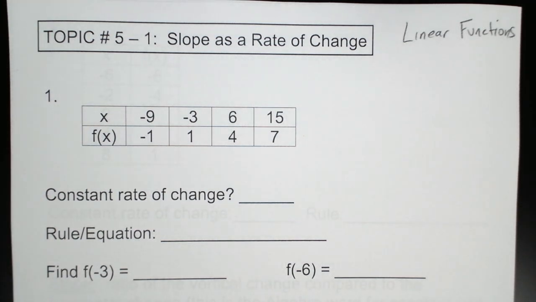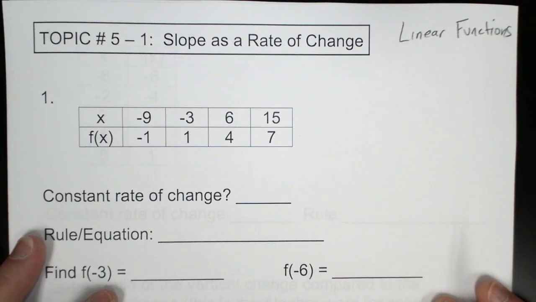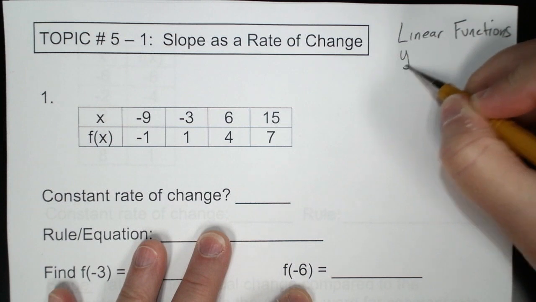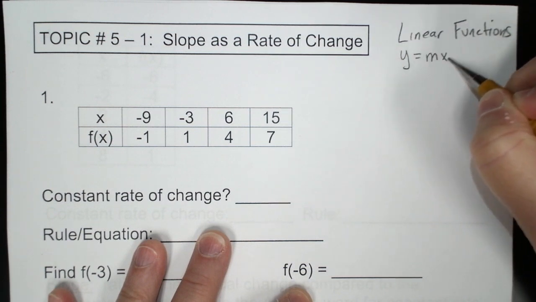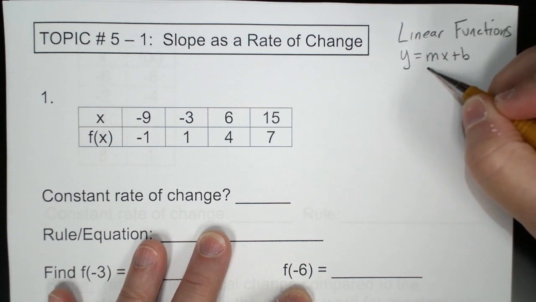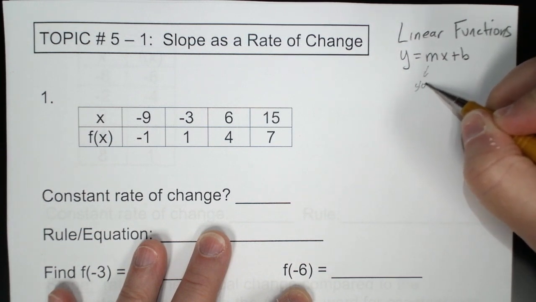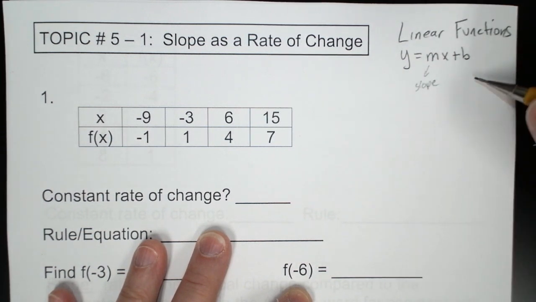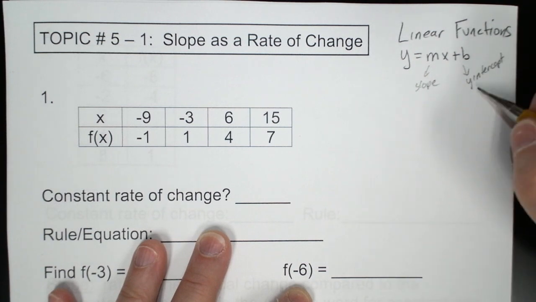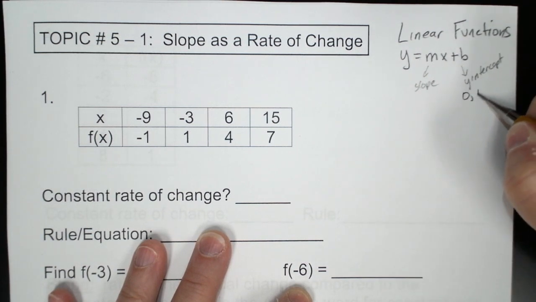Good morning. This is the start of Unit 5. Last unit was functions. This unit is linear functions. It all is based on y equals mx plus b, where m is the slope and b is the y-intercept. And a y-intercept has the form of 0 and a number.